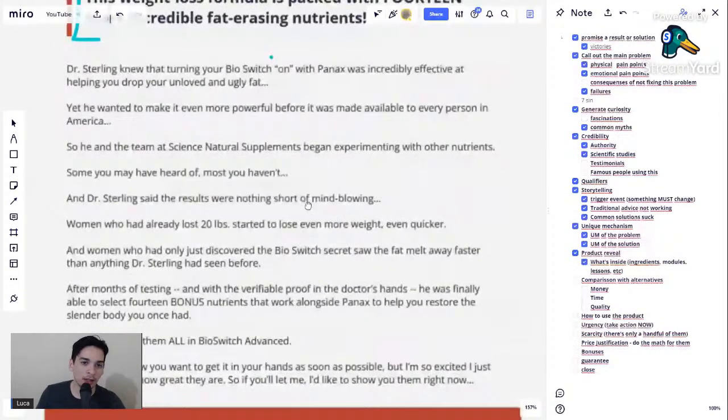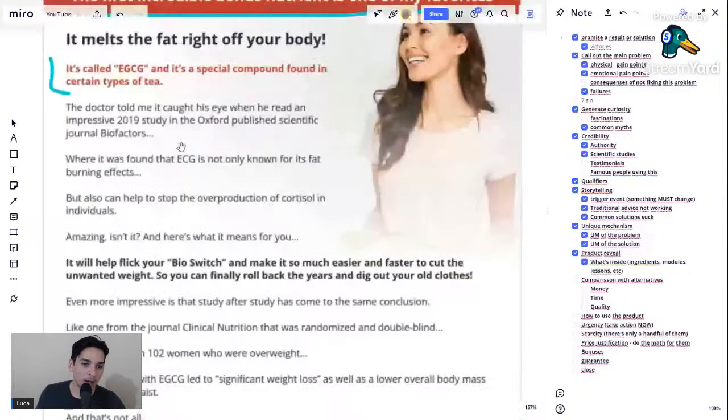He wants to make it even more powerful before it was made available to every person in America. So he and the team at Science Natural Supplements began experimenting with other nutrients, blah, blah, blah. The first incredible bonus nutrient is one of my favorites. It's called blah, blah, blah, basically detailing this ingredient, and using scientific research to tell you how good it is.